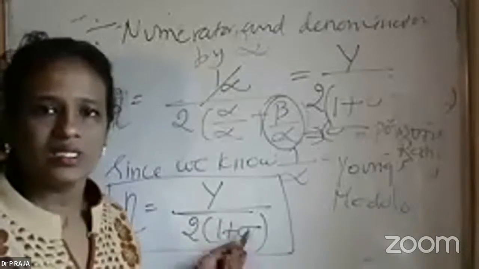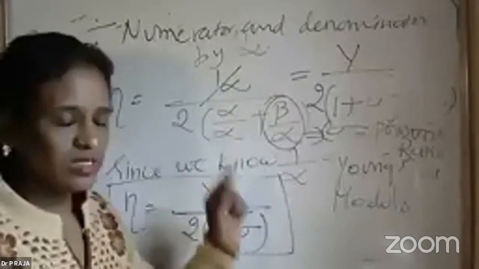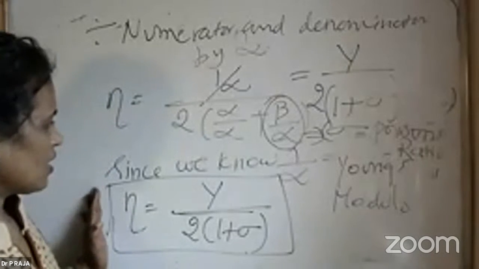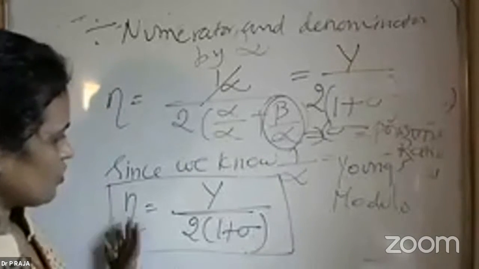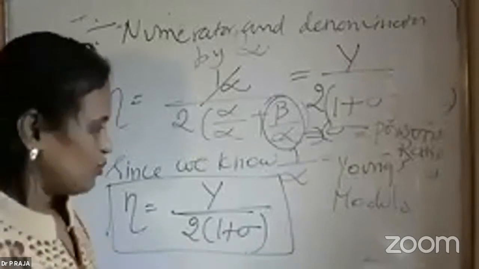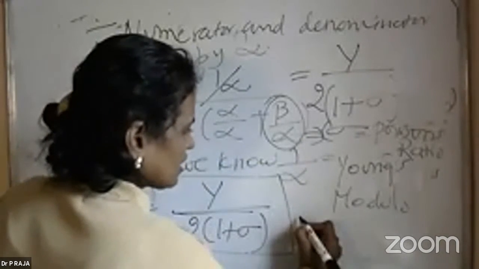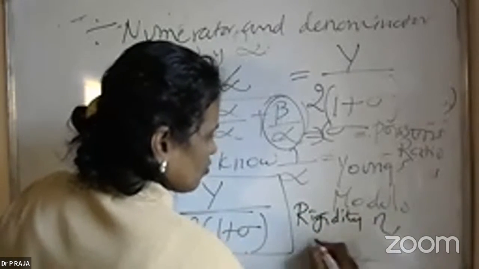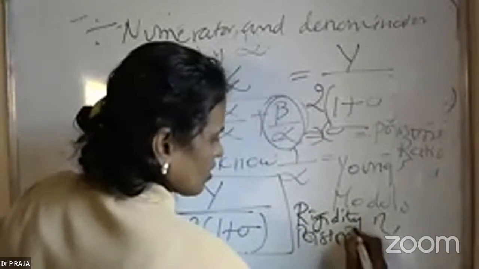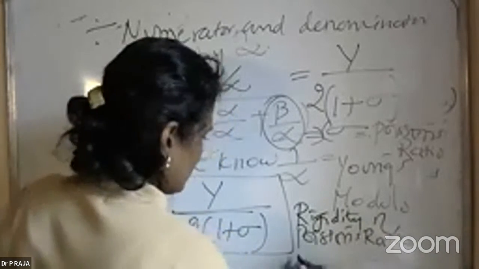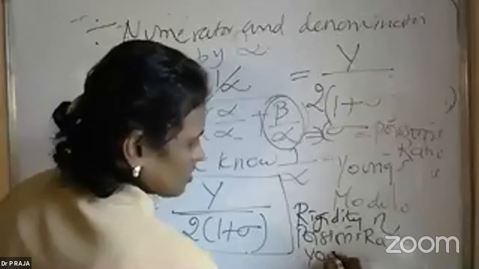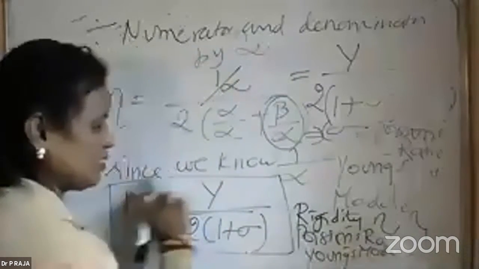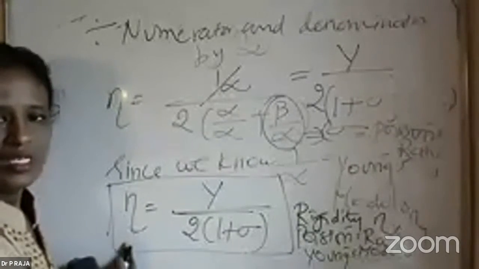I hope this is clear. Go through the notes slowly and then study it. So this is a relation which connects the Young's modulus, modulus of rigidity, and the Poisson's ratio. All the three are connected. So rigidity modulus, Poisson's ratio, and the Young's modulus are connected through this particular equation.